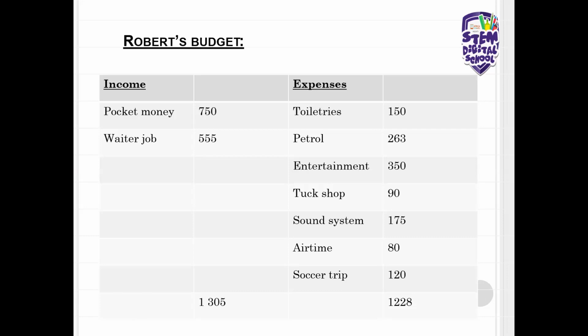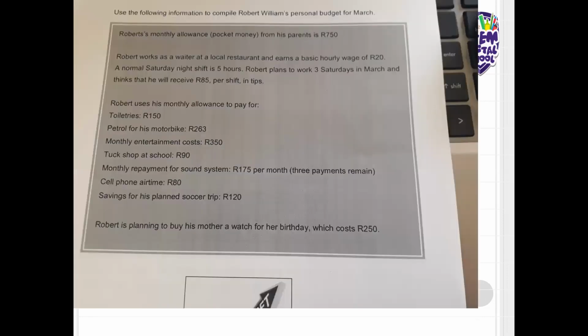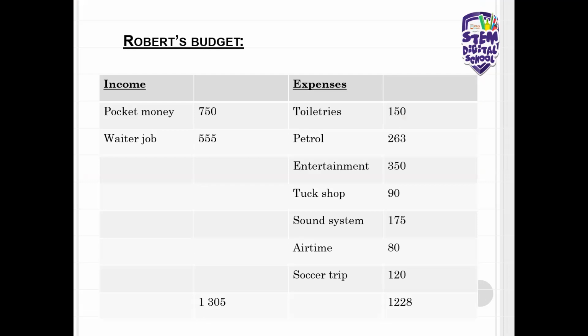So remember, if we go back, there in the middle, there were all the expenses: the toiletries of 150, the petrol of 263, the entertainment cost of 350, the tuck shop at the school, 90 Rand, then the repayment of the sound system is 175, cell phone airtime 80 Rand, and savings for the soccer trip is 120. So there you could have seen I've added them all up there on the right-hand side on the expenses. If you add it up, then you will see you get a total there at the bottom of 1,228.